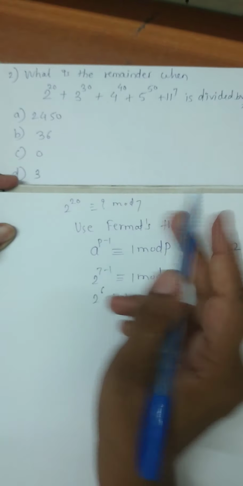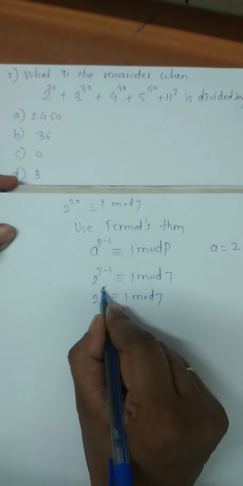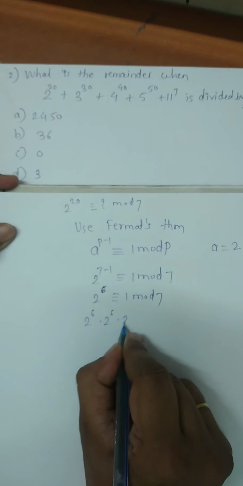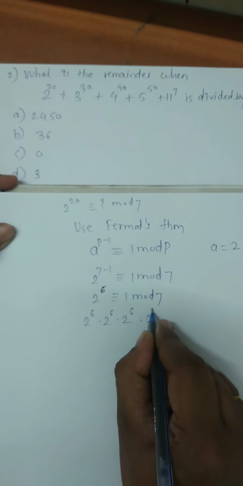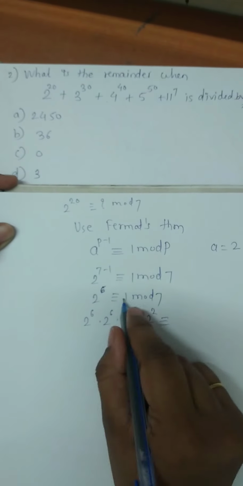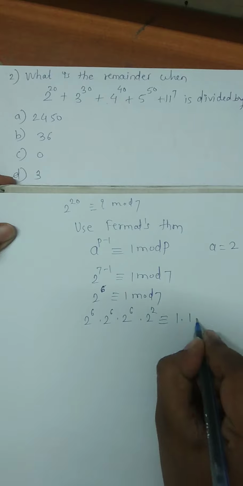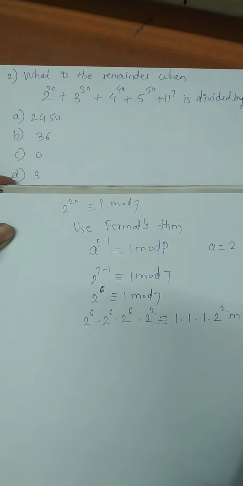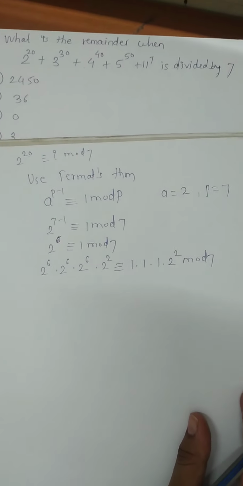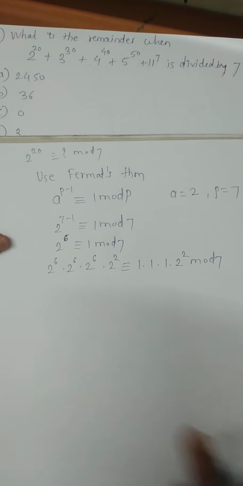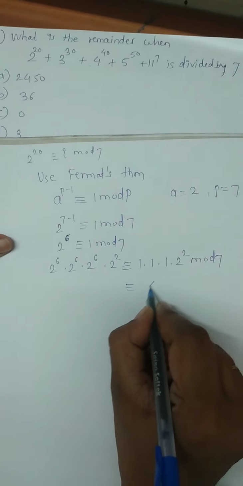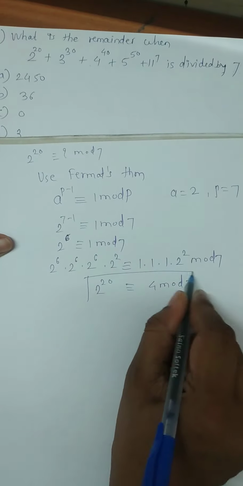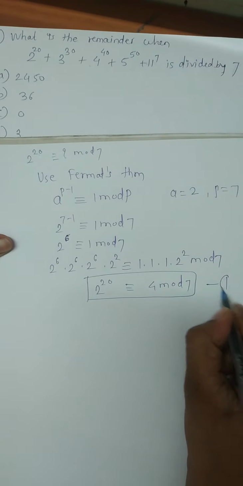We want 2 to the power 20. We got here 2 to the power 6. So 2 to the power 6 into 2 to the power 6 into 2 to the power 6 into 2 square, where 2 to the power 6 is congruent to 1 mod 7. So 1 into 1 into 1 into 2 to the power 2 modulo 7, which is congruent to 4 mod 7. So 2 to the power 20 is congruent to 4 mod 7. Call this equation 1.